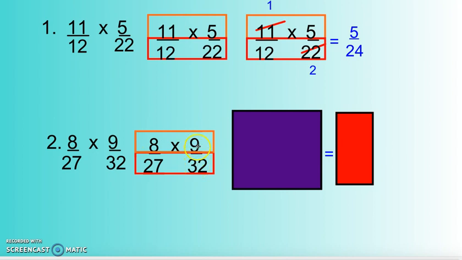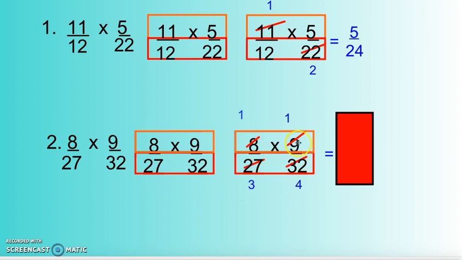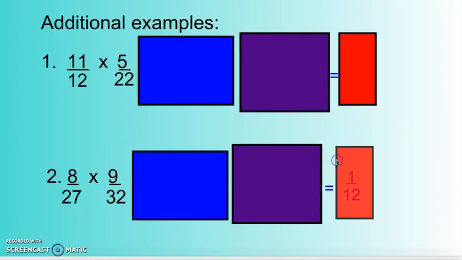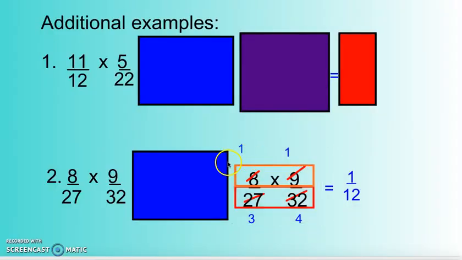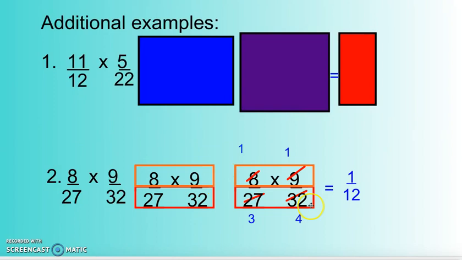Now, do you notice that 9 and 27 also go together? What goes into 9 and 27? 9. So this is what happens. It goes into 9 once, and 9 goes into 27 3 times. So we really simplified it. And if I multiply straight across, 1 times 1 is 1, and 3 times 4 is 12. So our final answer was 1/12. And so let's just look at our work again. So we got 1/12 as an answer.